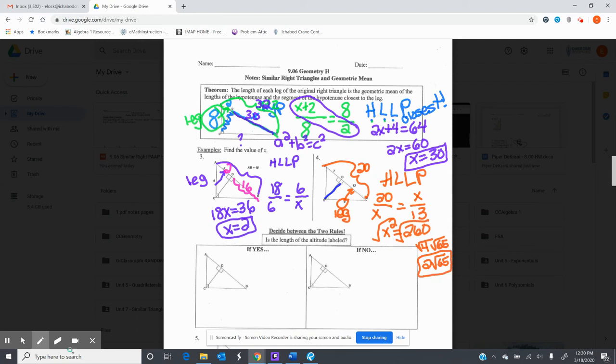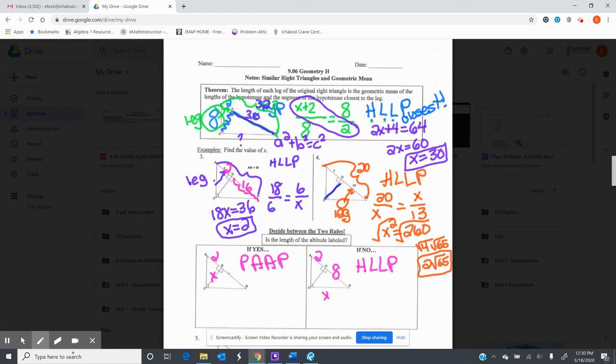So again, to decide between our two rules, we have the altitude rule or the leg rule. If there's a measure like x next to the altitude, you're going to use PAAP. And if the measures are somewhere else in the picture, like x, 2, and 8 here, that would be the HLLP rule.